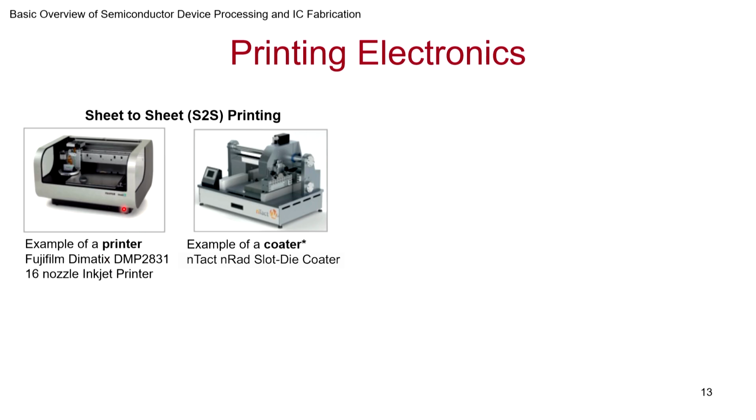A Dimatix printer, which is an inkjet printer with 16 nozzles, and this is a slot die coater. And in fact, many of the labs have a variety of these printers. The labs at IIT Kanpur have a variety of printers. Those who are interested can check out the website. So these are all what you call sheet to sheet processes. So typically a sheet, maybe an A4 sheet, you put it in, it prints whatever electronic pattern that you want. It can be paper, it can be cloth, it can be plastic. Often plastic is used. It can even be glass. A glass sheet can be put in and it will print on glass.